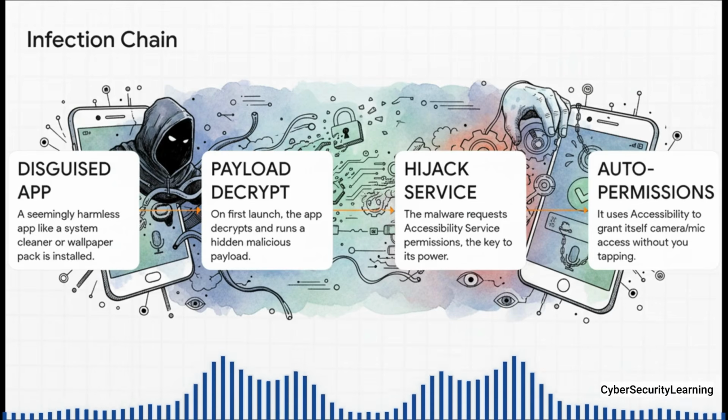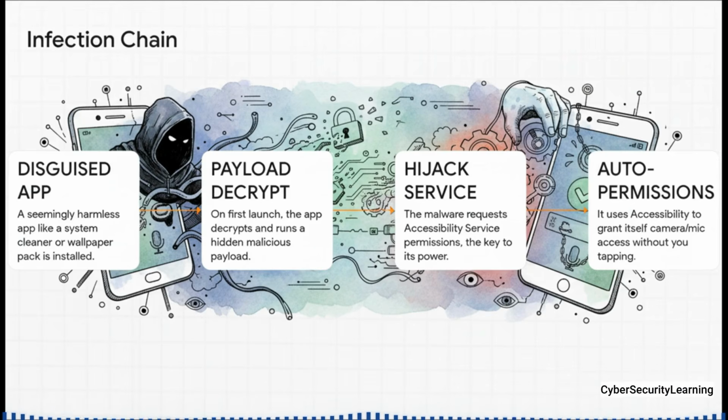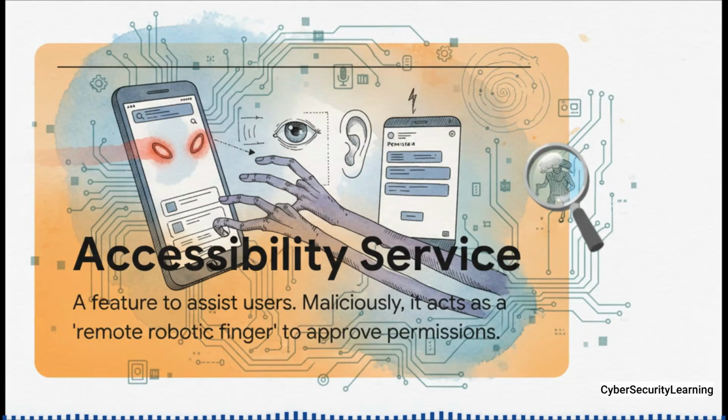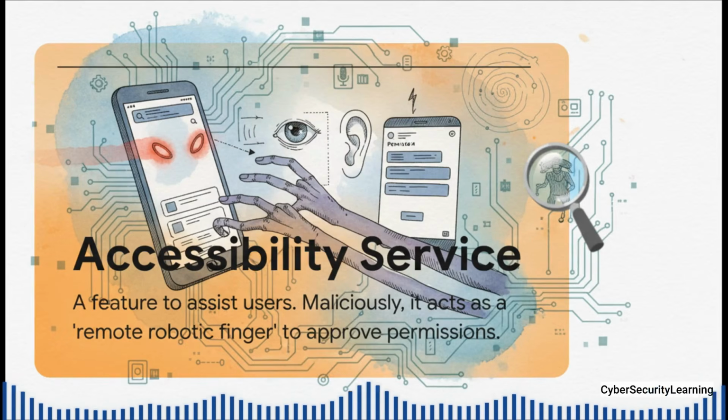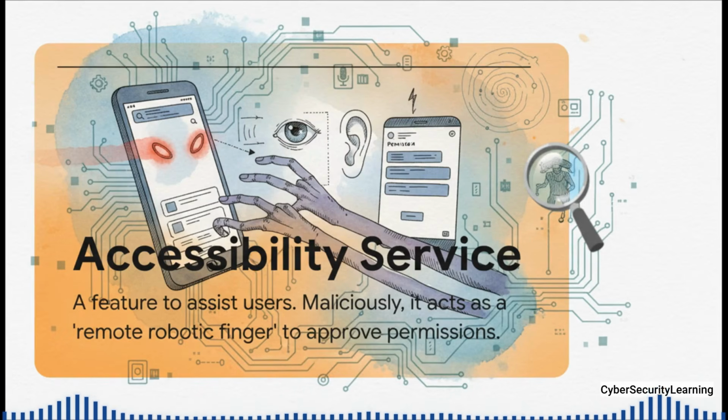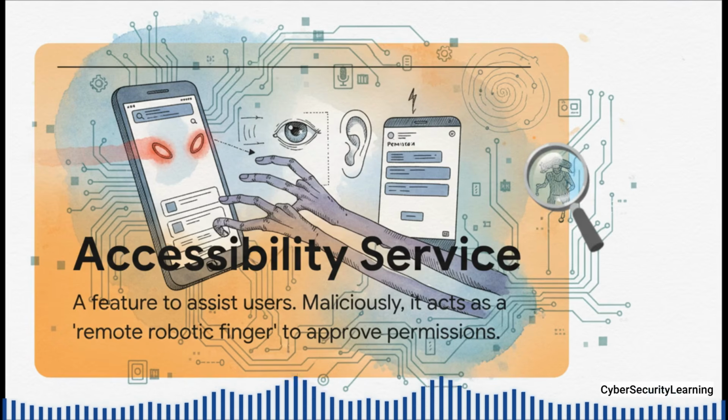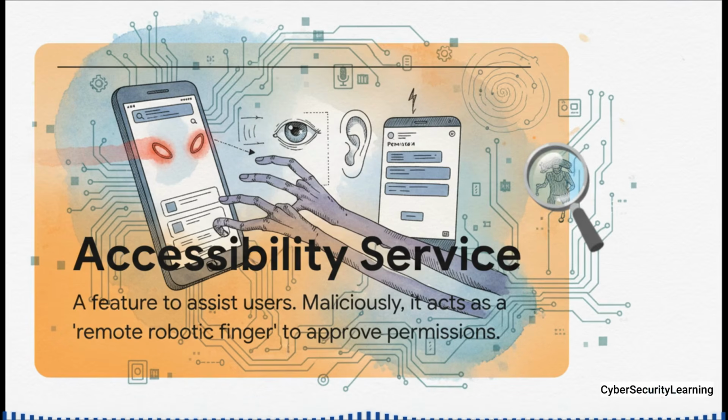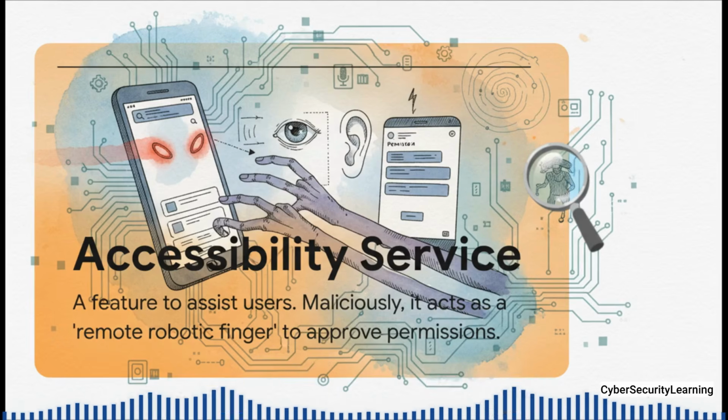It asks for accessibility service permissions. And that, right there, is the key to this whole operation. Now, Android's accessibility service is an incredible tool. It's designed to help users with disabilities by reading the screen and automating taps. But in the wrong hands, it becomes what you could call a remote robotic finger. Once you grant that one permission, the malware can use that finger to grant itself any other permission it wants. Camera, microphone, you name it, by automatically tapping allow on the pop-ups, often faster than you could even see them. No rooting, no exploits needed, just one clever trick.